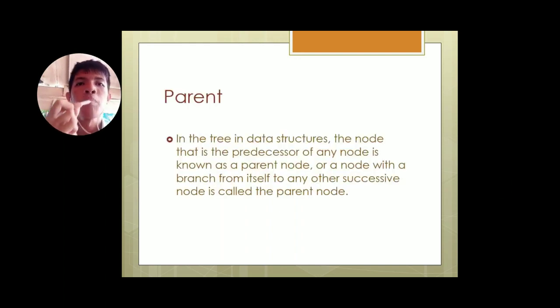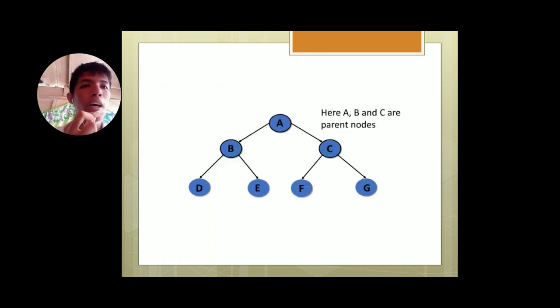Next is the parent. In tree data structures, the node that is the predecessor of any node is known as a parent node, or a node with a branch from itself to any other successive node is called the parent node. So if we say predecessor, it is the one that comes before, preceded by the root. Here A and B and C are parent nodes. So B and C are called predecessors because they are followed by other nodes.